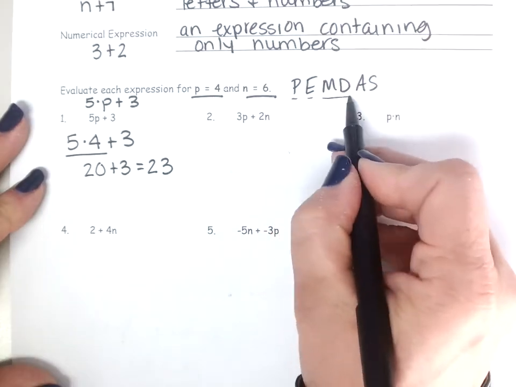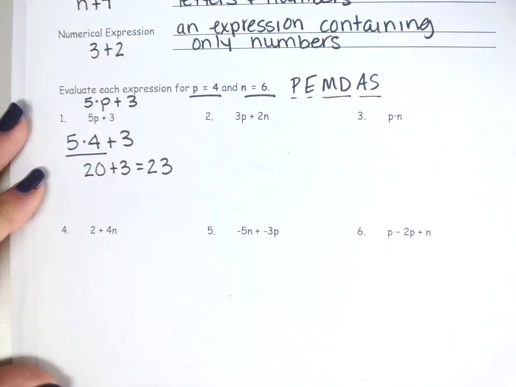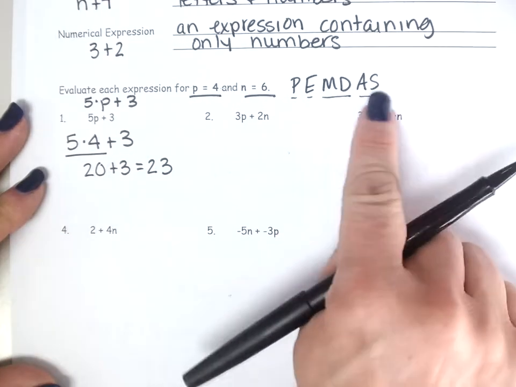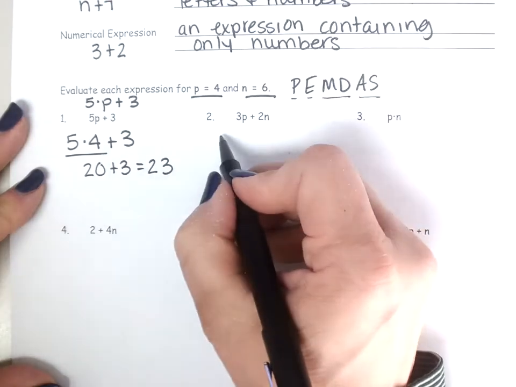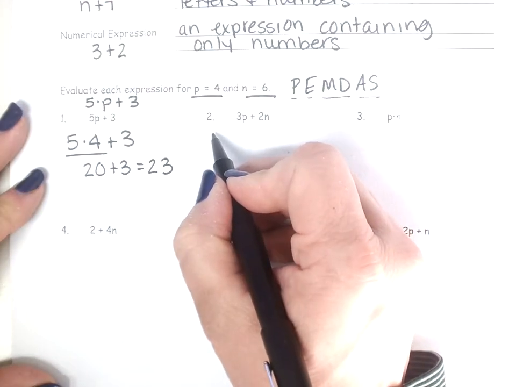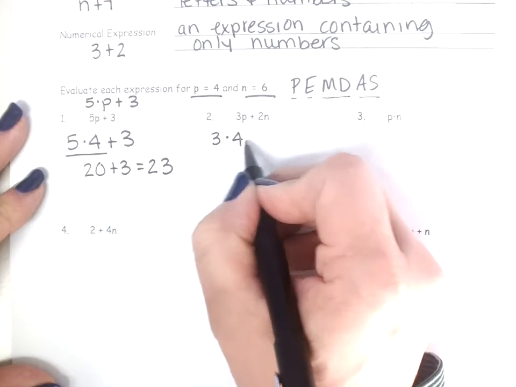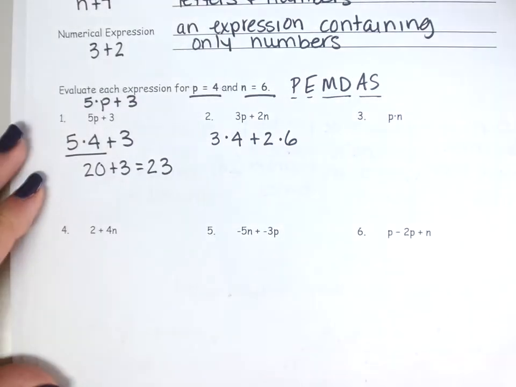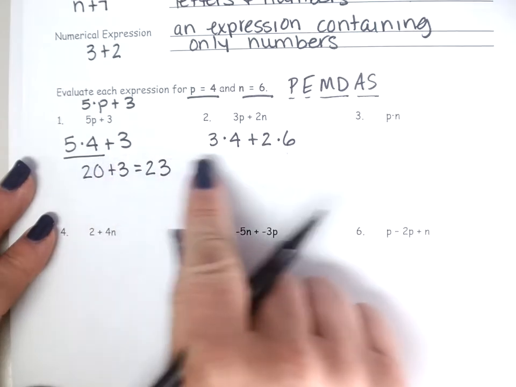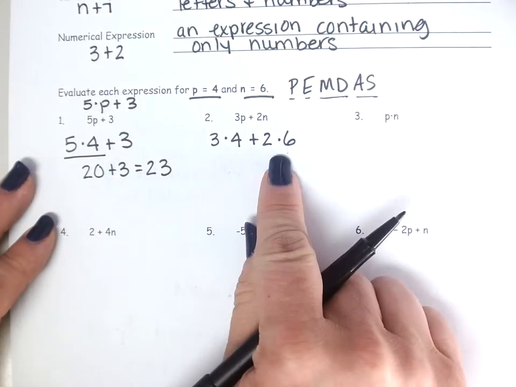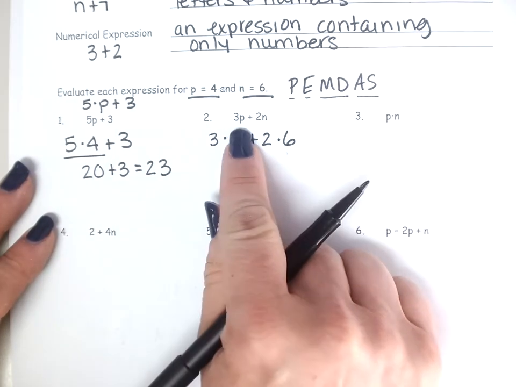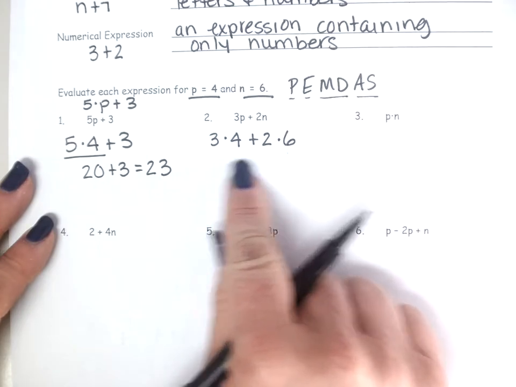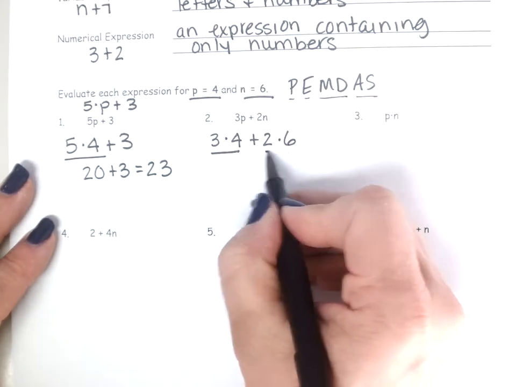Parentheses, exponents, multiply, divide, add, subtract. And remember, those two are from left to right. All right, let's plug in, instead of 3p, it's 3 times 4 plus 2 times n is 6. So when I say I want you to show work, I'm going to want you to write the numerical expression. Replace the variables with numbers. You'll write the numerical expression, and then you'll show any work.